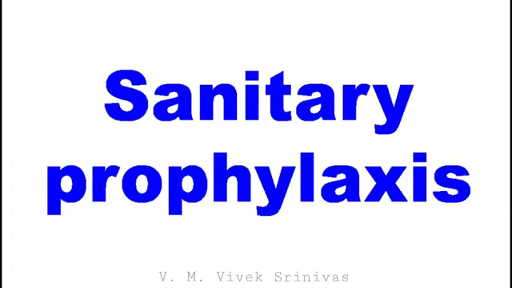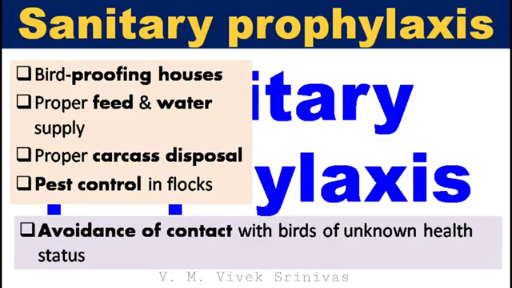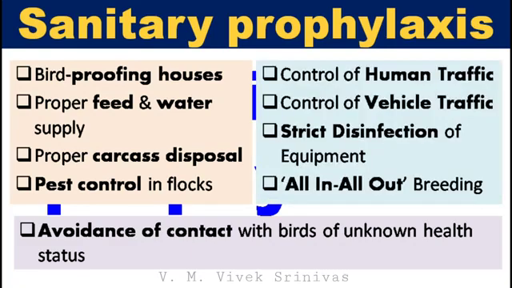Next, sanitary prophylaxis. In this, the following measures are to be established to prevent all types of viral and communicable diseases in poultry farming. Like bird-proofing houses, proper feed and water supply, proper carcass disposal, pest control like insects and mice control in flocks, avoidance of contact with birds of unknown health status, that is from newly acquired domesticated poultry, pet birds and wild or feral birds. Control of human traffic, like employees should not have contact with outside birds.